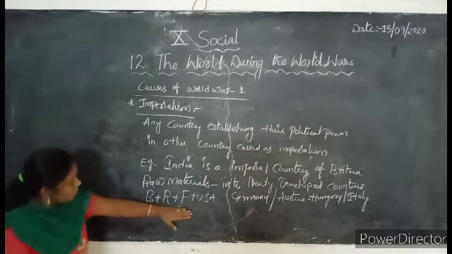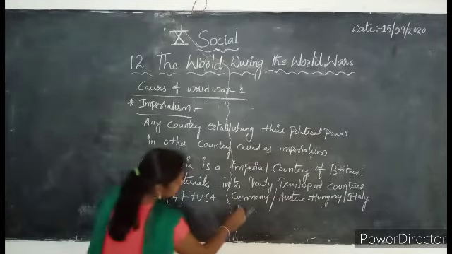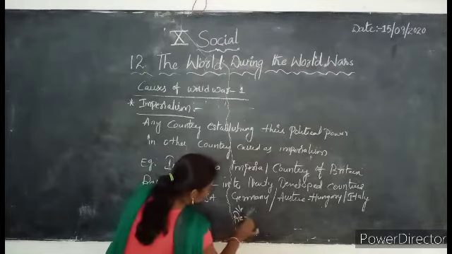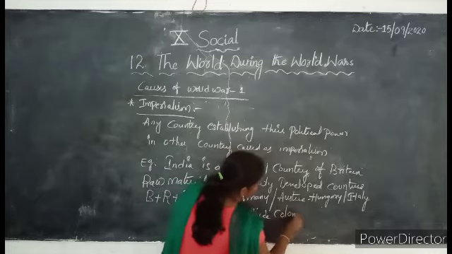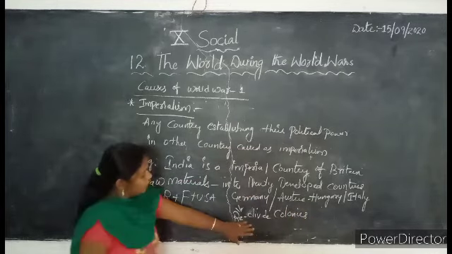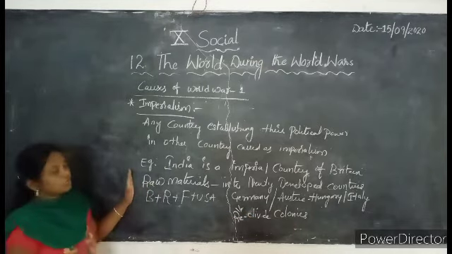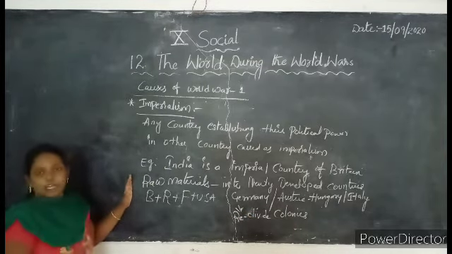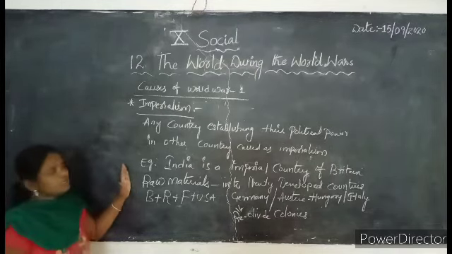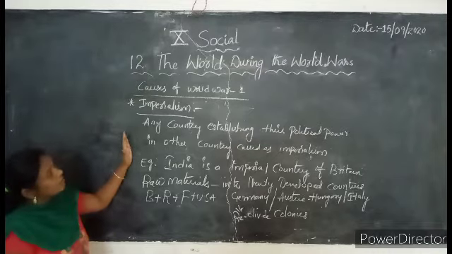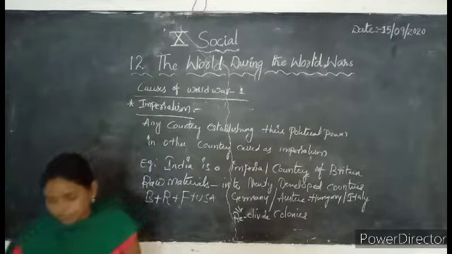But the proposal was rejected by the developed countries. So, what did Germany ask? Germany asked to redivide the colonies. This proposal was made by Germany, but it was not agreed to by the developed nations. Due to this reason, World War I started. This is also one of the causes of World War I.